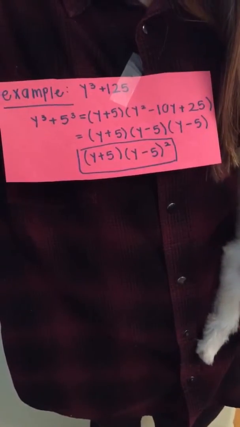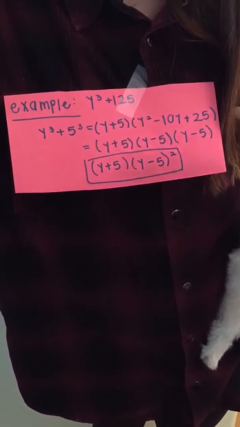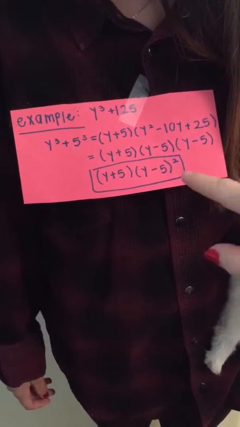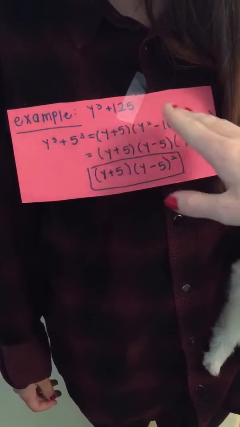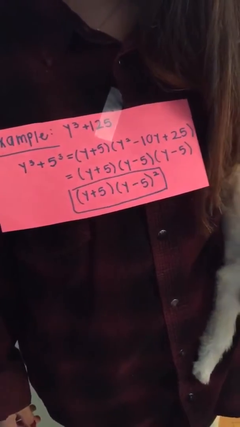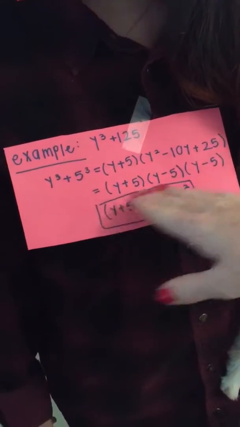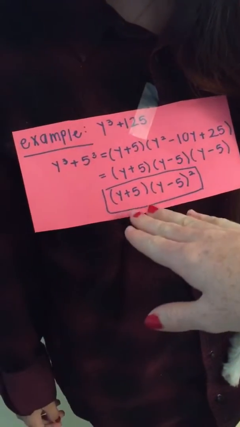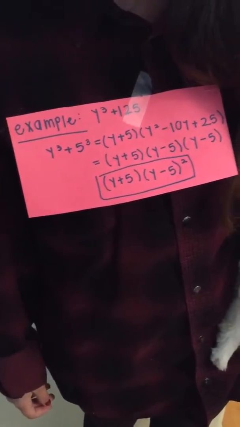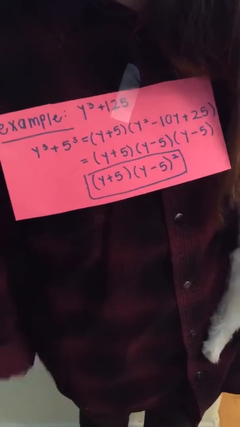y cubed plus 125. So what you're going to do is factor a 5 to make it y cubed plus 5 cubed. y plus 5 around the parentheses of y squared minus 10y plus 25. That is when you use FOIL to get the next step. Then, when you get that, you're going to get y plus 5 times the parentheses of y minus 5 squared.